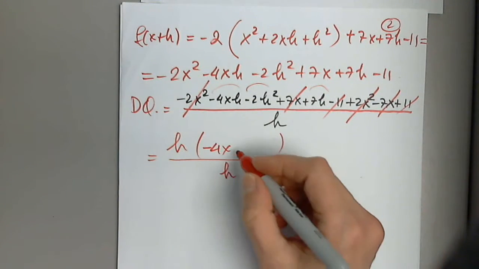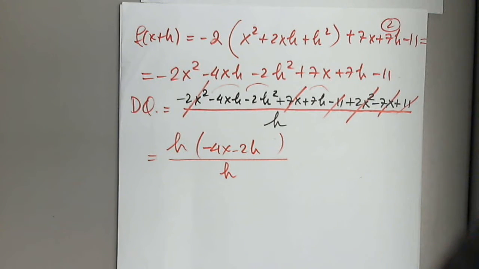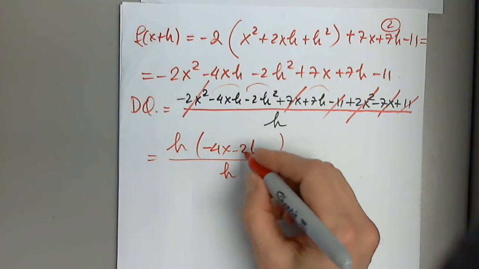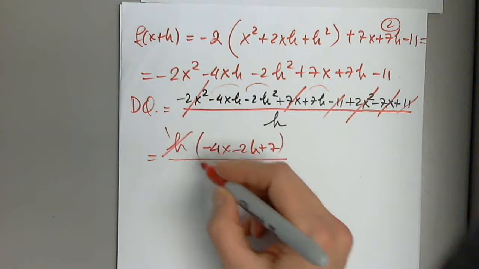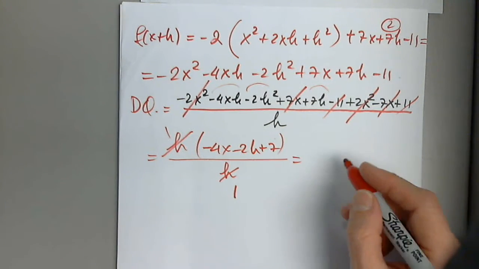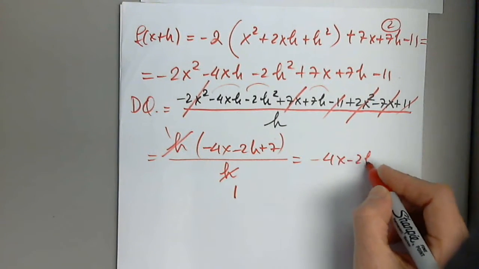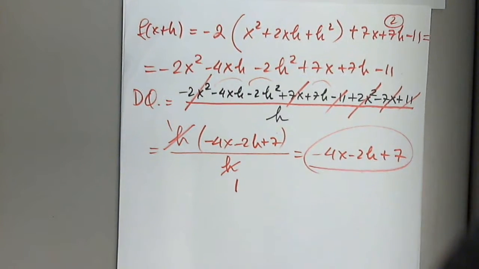-4x minus 2h plus 7. I simplify the h from the top with the h from the bottom, and I get this. And this is the final answer.